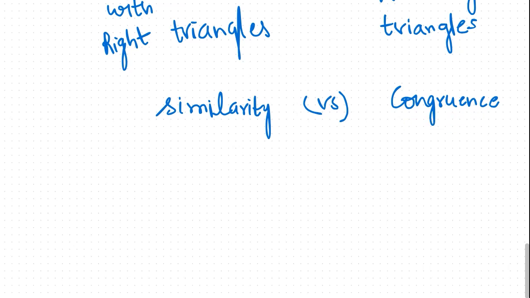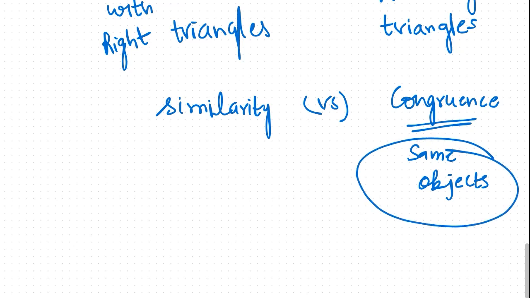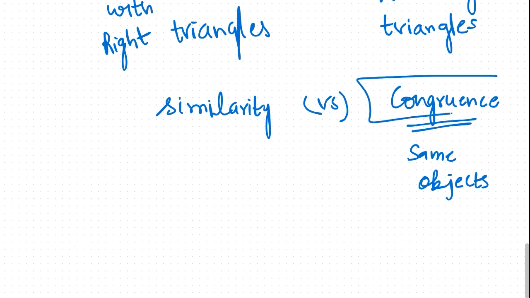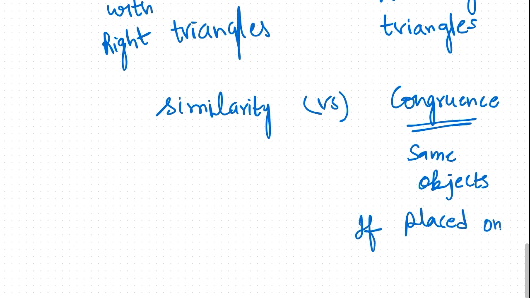Congruency means you can think of it as the same objects, identical objects. It's like if I show you an A4 size paper and you also randomly bring an A4 size paper, if you put them one over the other, they will be the same, right? So that is called congruence. Congruence means ditto, identical objects, same objects. So if placed one over the other, they overlap.